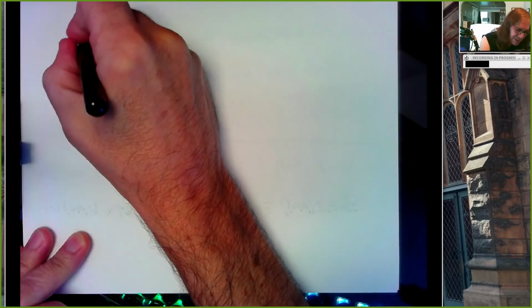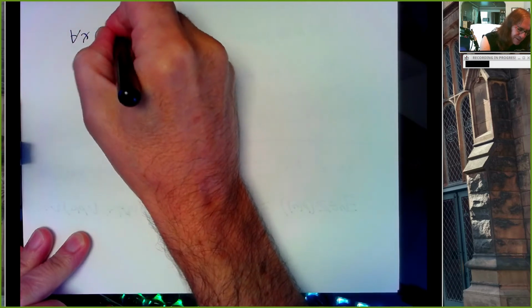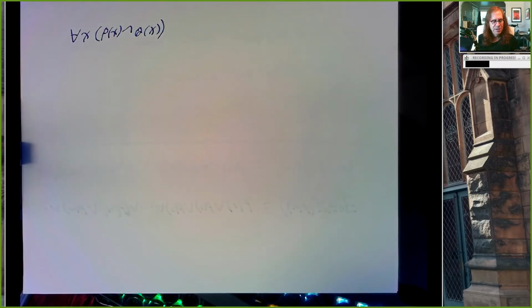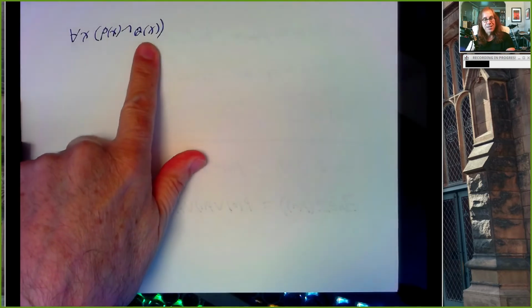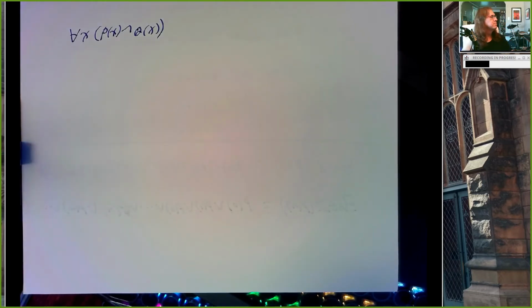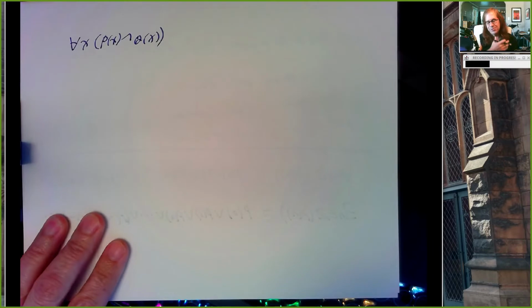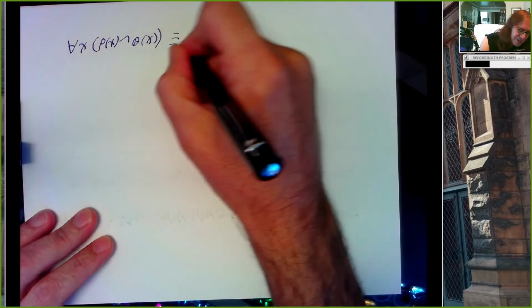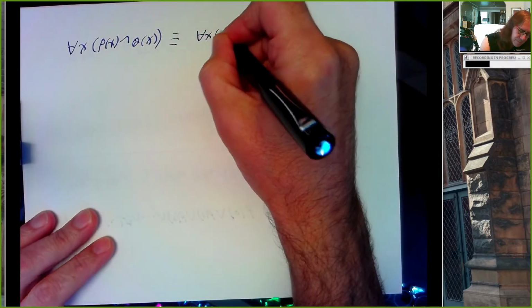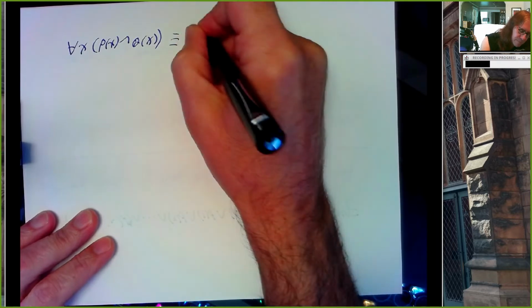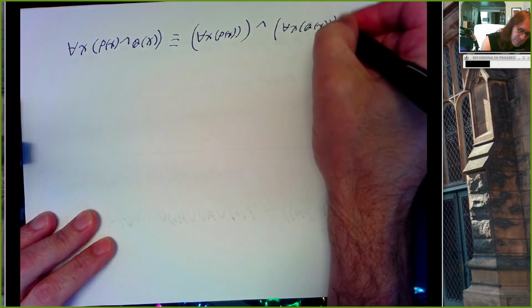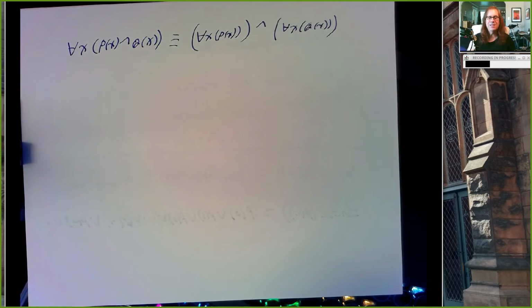So for example, for all x, p of x and q of x. This says for all x, p of x is true and q of x is true. So for any x you think of, p is going to be true and q is going to be true. And so this is actually logically equivalent to the following: for all x, p of x, and for all x, q of x.